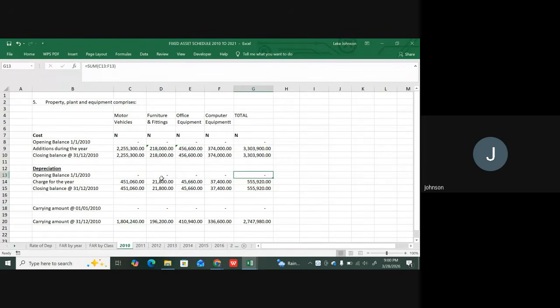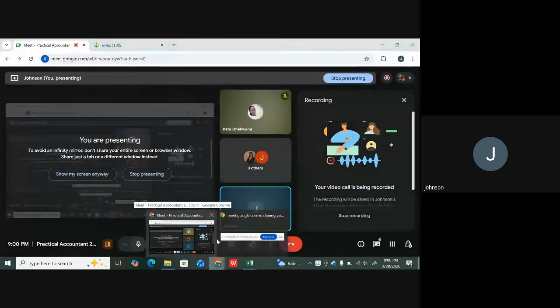The first thing we did was to charge what needed to be charged for the year. So here, when I say charge for the year, we are going to have the depreciation that we computed. So let's now go and check. Because we know that this is motor vehicle, right? A motor vehicle is always depreciated at 20%.